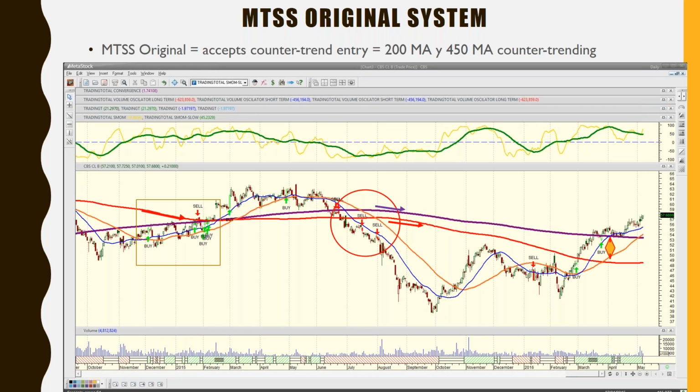Let's see, for example, just 1 second. Here, this is the original system. Okay, this is slide number 12. The MTSS original system, I told you, was the first one, and is the most aggressive system, because it accepts counter trend entries, going into counter trending 200 and 450 period moving average. You can see this one. Basically, look, this 200 moving average going down sharply with a big slope, and you have some kind of entry here that these one are in some way successful.